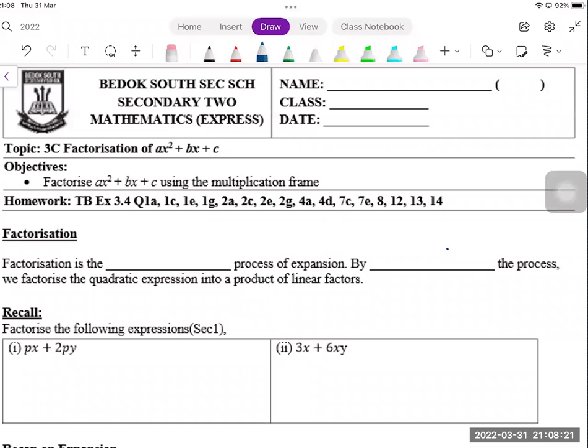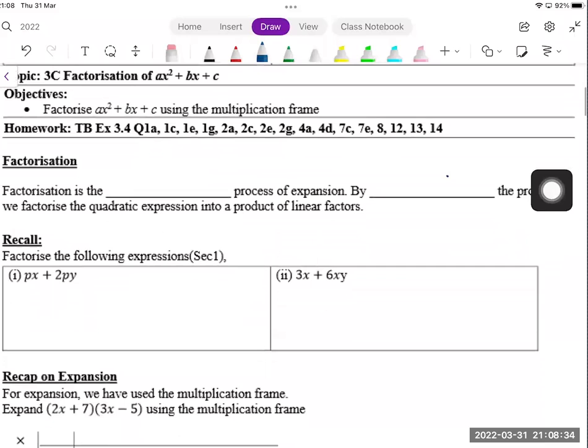Okay, let's begin. For this part of the topic, we learn how to factorize a quadratic expression. A quadratic expression can be expressed in the form of ax squared plus bx plus c, where a cannot be 0, but b and c can be whatever. But you need to have at least something in front of x squared, so that is quadratic, in terms of expression.